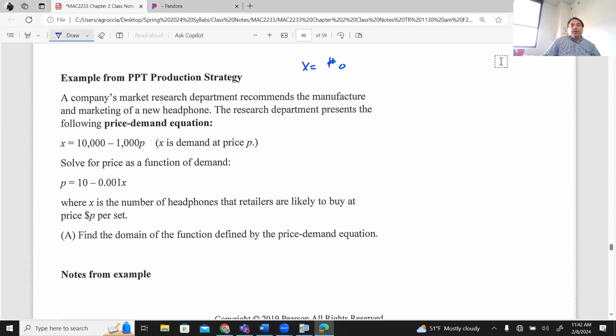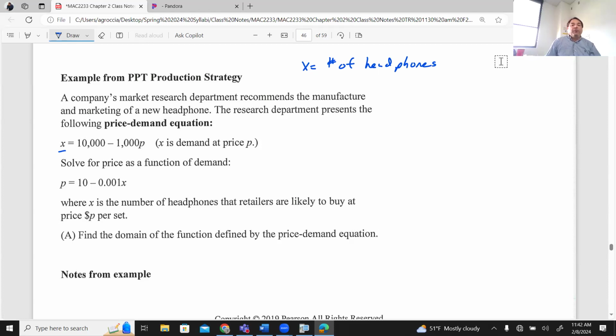X is the number of headphones. So we're talking about headphones. This one is in terms of X. X is how many. So if you tell me the price, I'll tell you how many headphones. But for us, our ultimate goal is we want to find revenue.